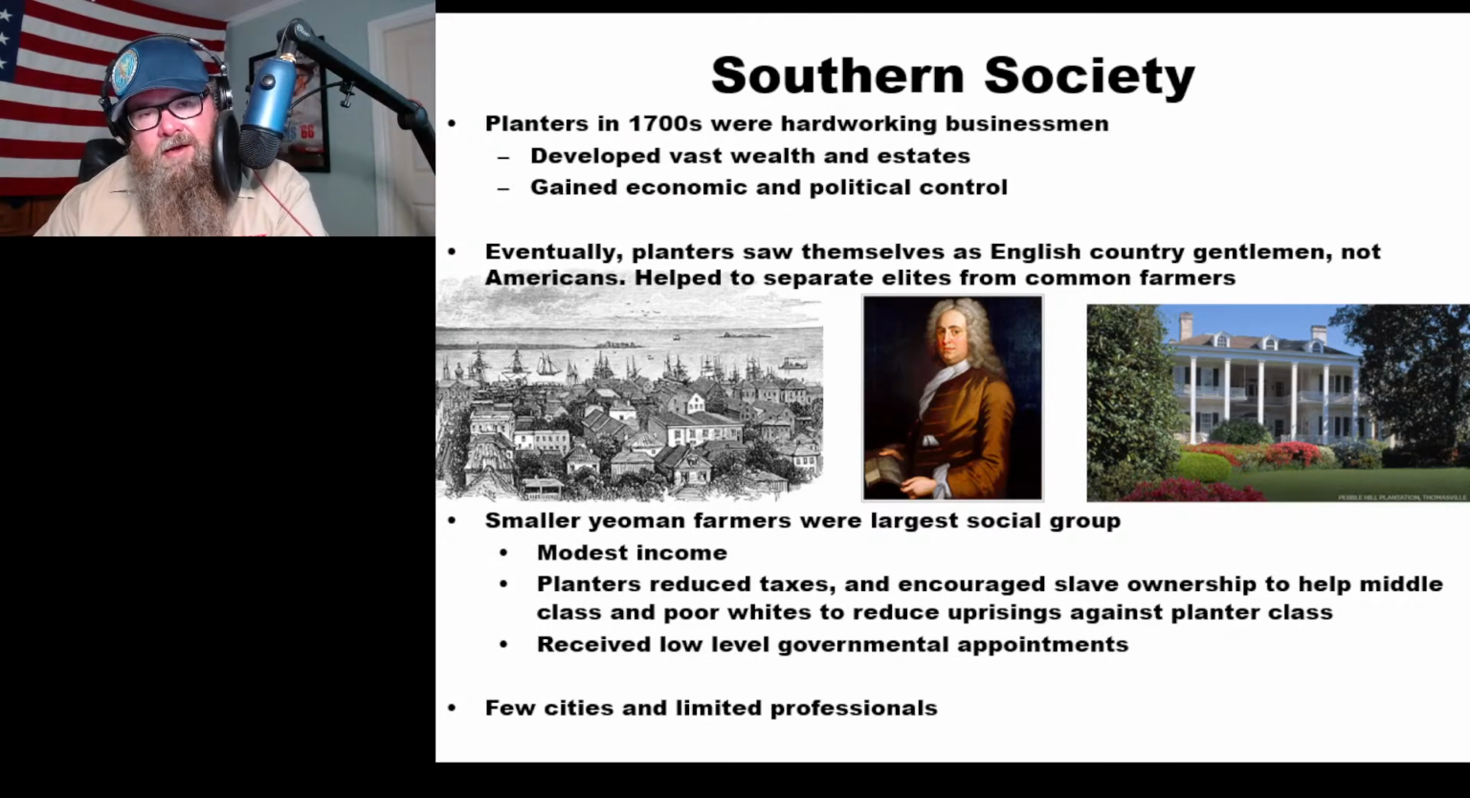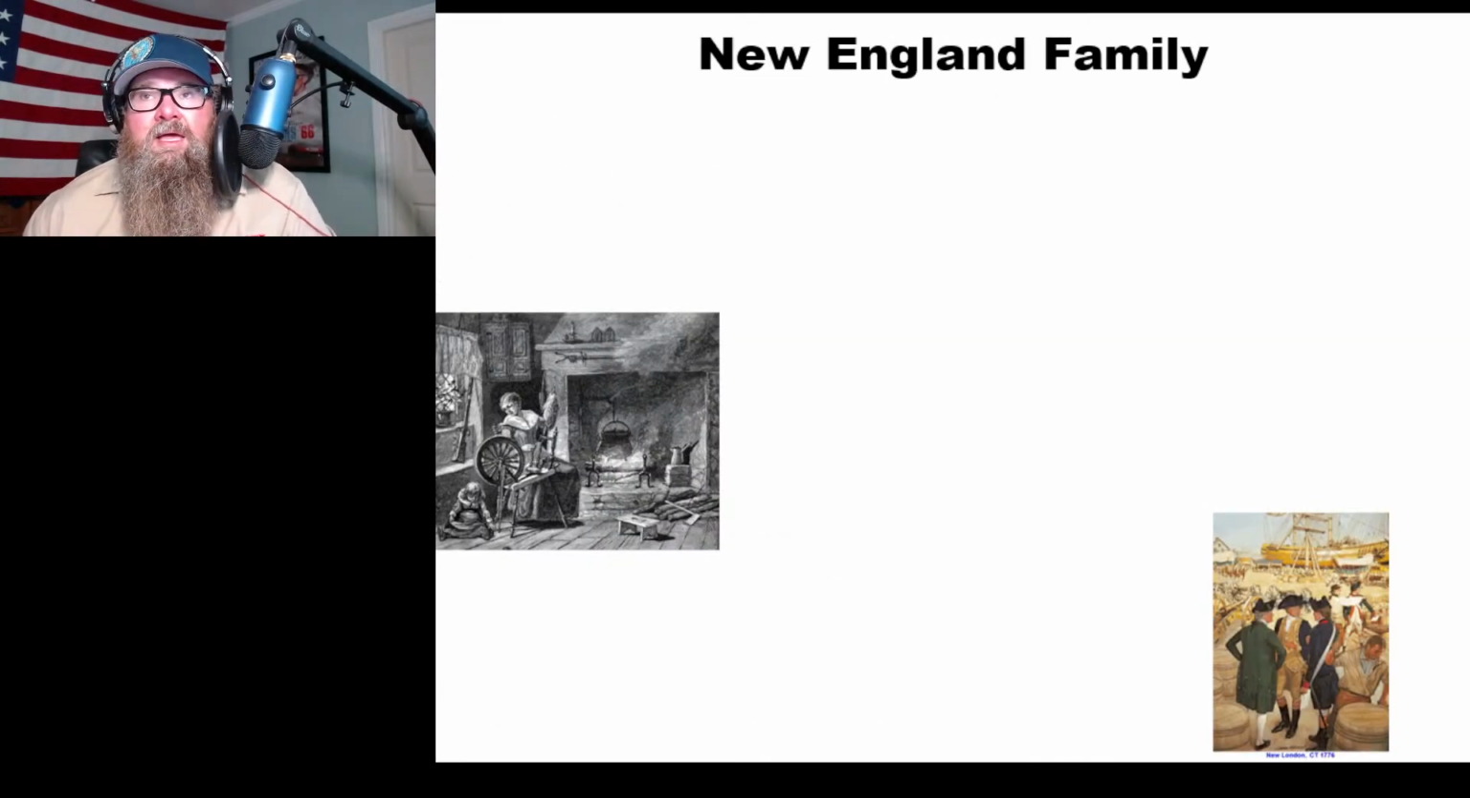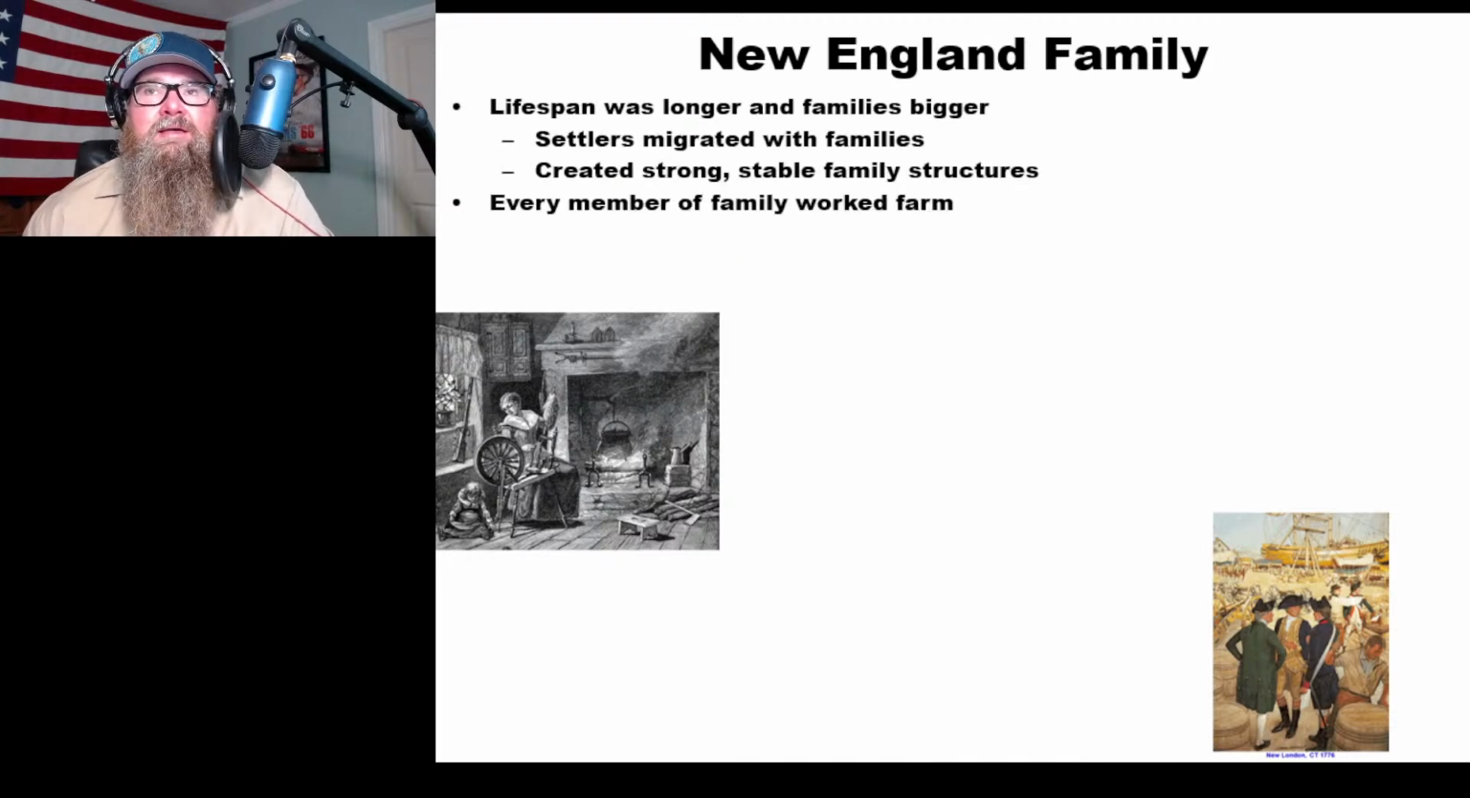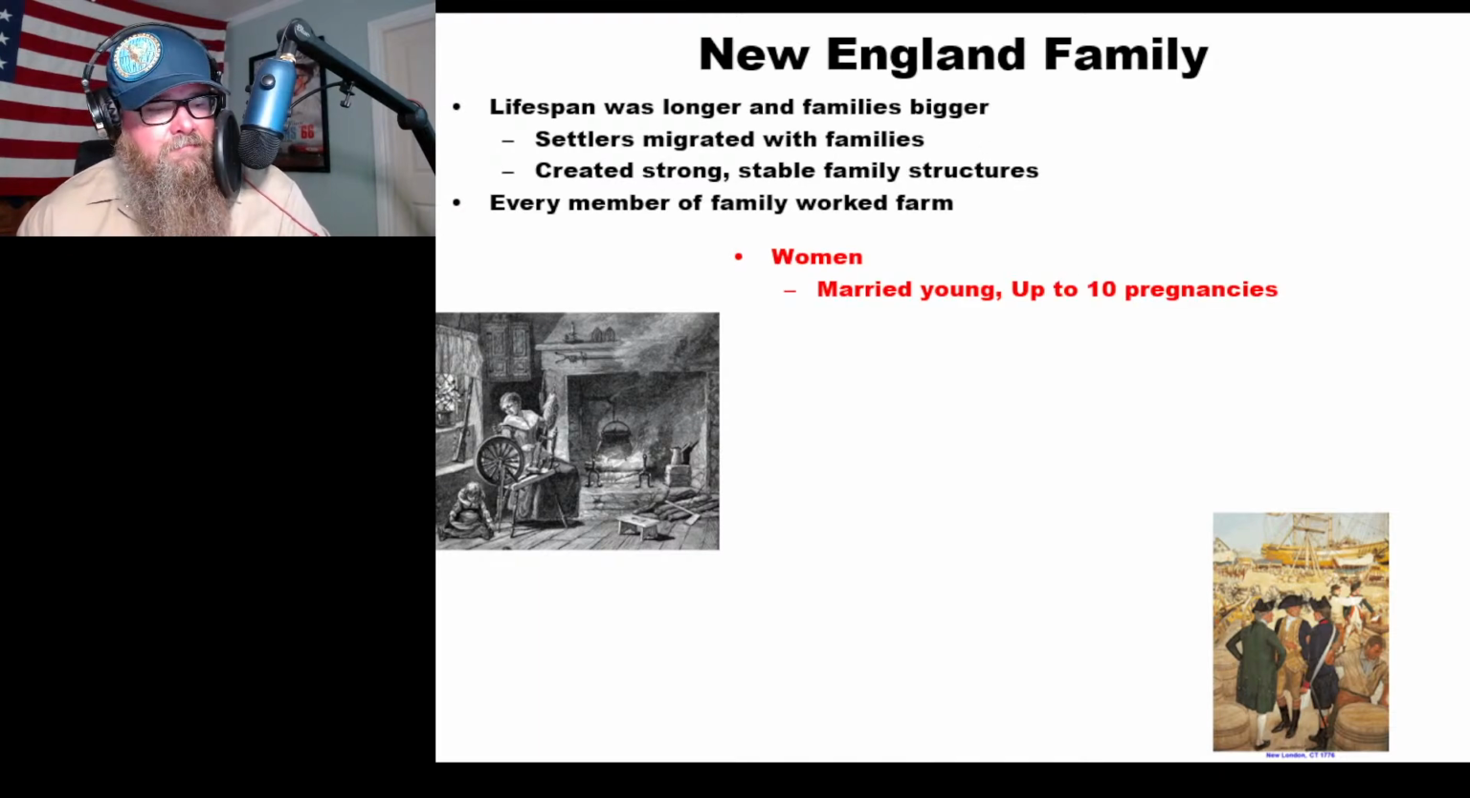So a lot of those people are going to be what we call the loyalists going into the Revolutionary War, okay? And so these people were the ones who control everything. And now the yeoman farmers, they were just regular farmers, and they didn't do a lot, but they were the largest group, okay? And so then you get to the New England family, all right?